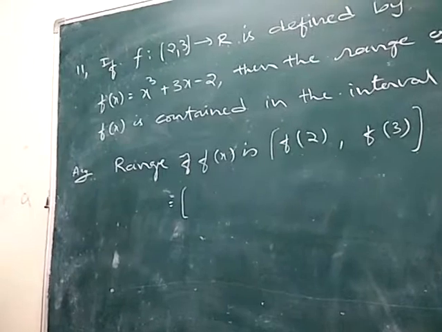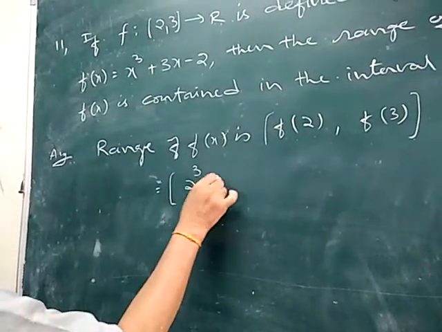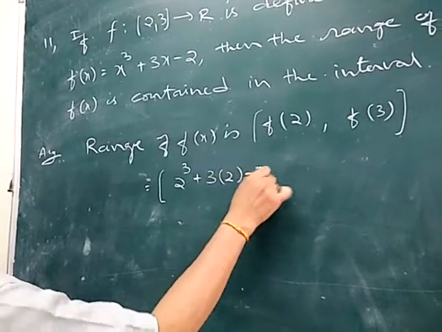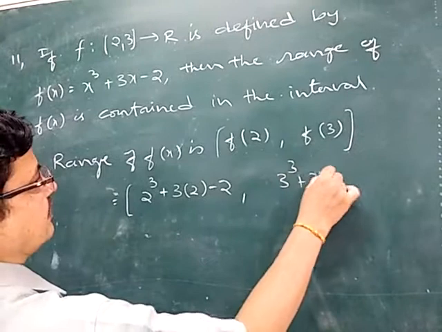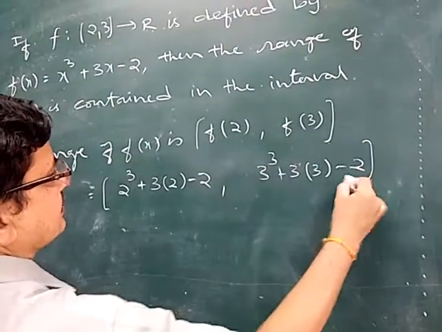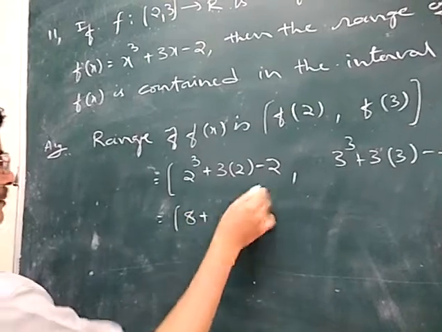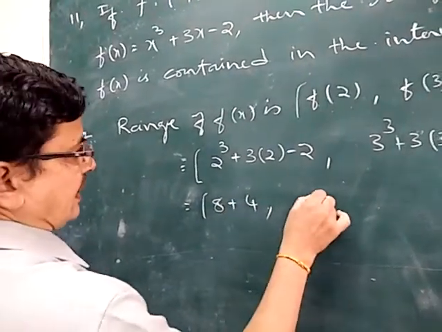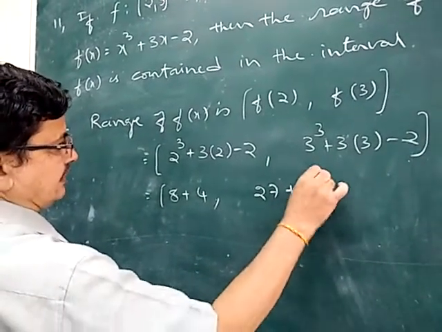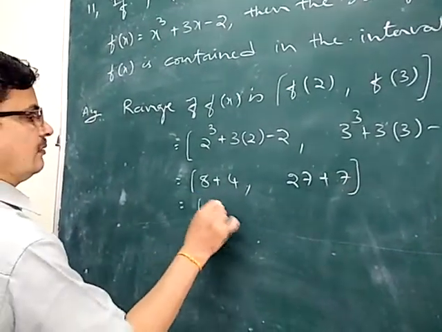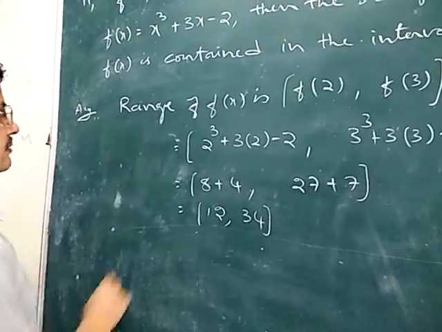So closed interval, when x is equal to 2, 2 cube plus 3 into 2 minus 2 comma f of 3 means 3 cube plus 3 into 3 minus 2. That is equal to 8 plus 6 minus 2 is 12, 27 plus 9 minus 2 is 34. This is 12 comma 34. This is the range of the given function.